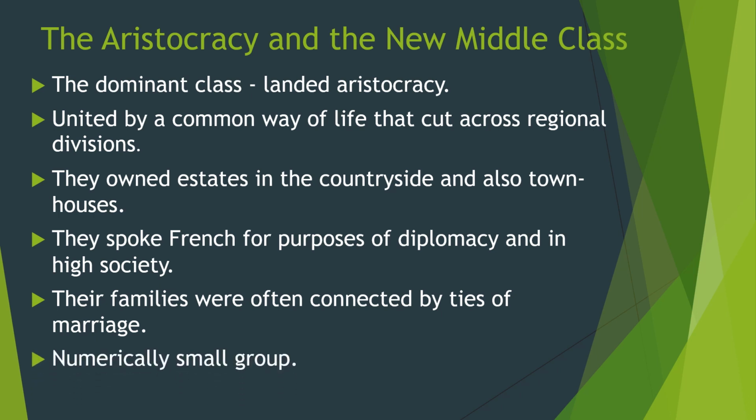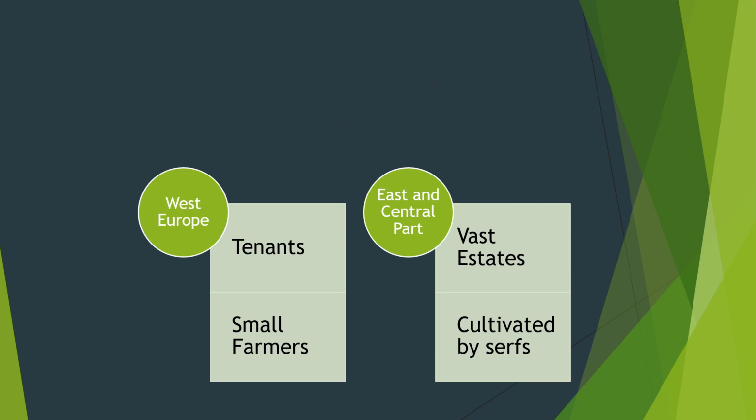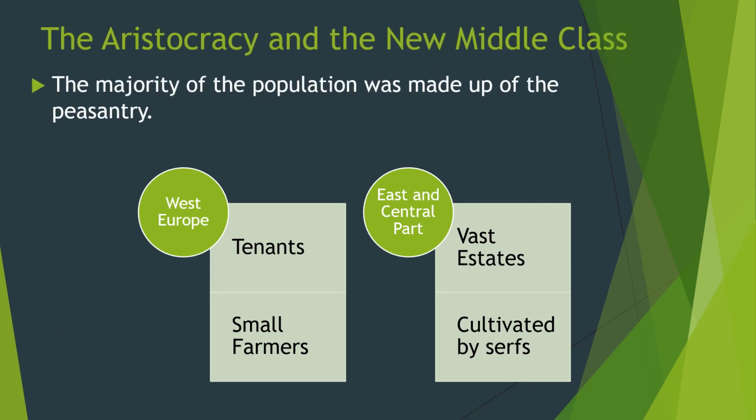Moving ahead, one more thing that I forgot to tell you: numerically, this group was small. The majority of people were the peasants. Now, the pattern of land holding differed in the west and in the east and central parts of Europe. In the west, land was cultivated by tenants, small farmers. In the east and central parts, there were vast estates cultivated by serfs. I hope you understand who serfs are. They are bonded laborers who worked on the field of their master for little pay or no pay at all. They just survived somehow. So the serfs cultivated the land of their masters, the aristocrats, in the east and central parts. This was the pattern of land holding.